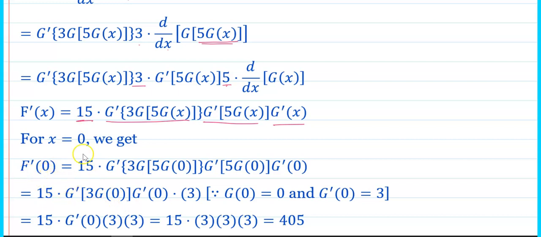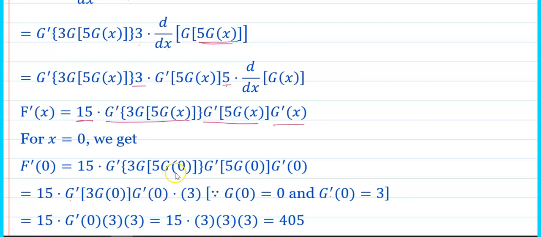That is, f dash of 0 is equal to 15 g dash of 3g 5g of 0 bracket complete, g dash of 5g of 0 into g dash of 0. Now we know the values. g of 0 is 0. g dash of 0 is 3. Okay, now here 15 as it is. g dash, look, 3g as it is. This is as it is.